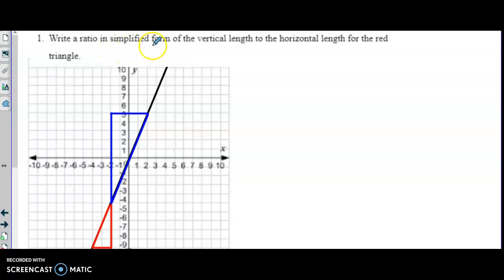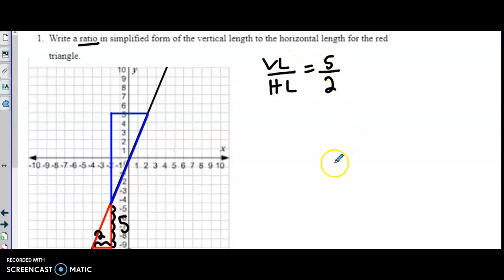What is the ratio in simplified form of the vertical length to the horizontal length for the red triangle? Okay, so there's a lot of words going on here. First of all, the word ratio means fraction. So we know we're going to have a fraction. And it says we want the vertical length, I'm just going to put VL, the ratio of the vertical length to the horizontal length. And we're looking at the red triangle. Now, the vertical length here, you would count the spaces, 1, 2, 3, 4, 5. And for the horizontal length, you would again count the spaces, 1, 2. And so the vertical length was 5 and the horizontal length was 2.